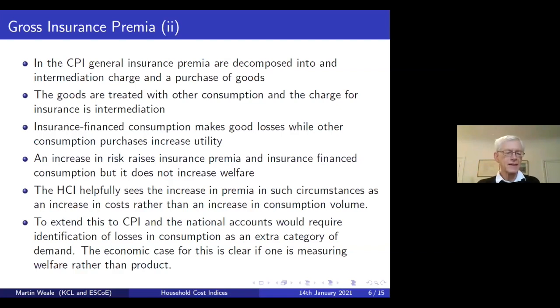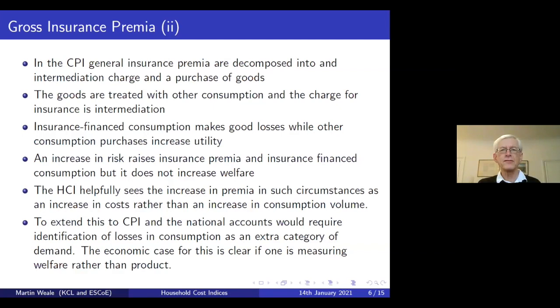So the household cost indices, I think, are quite helpfully seeing the increase in premia in such circumstances as an increase in costs, whereas in the framework that's used for the CPI, we would see it as an increase in volumes. And I should also say that there's no terribly strong case being made for the conventional treatment.